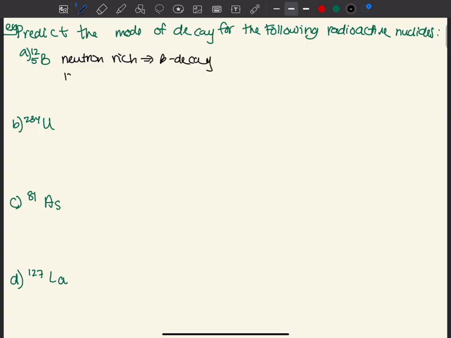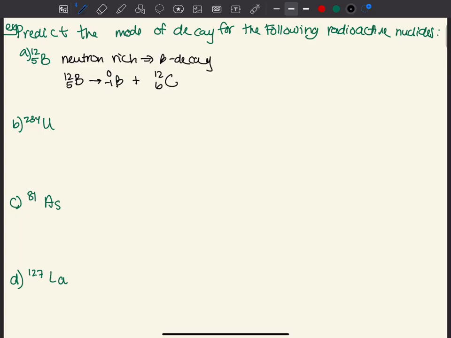So I'm going to start off with my boron-12. I'm going to emit a beta particle. The number on the top will stay the same. The number on the bottom is going to become 6, and carbon belongs to 6. So this will be the nuclear reaction that boron-12 will undergo.